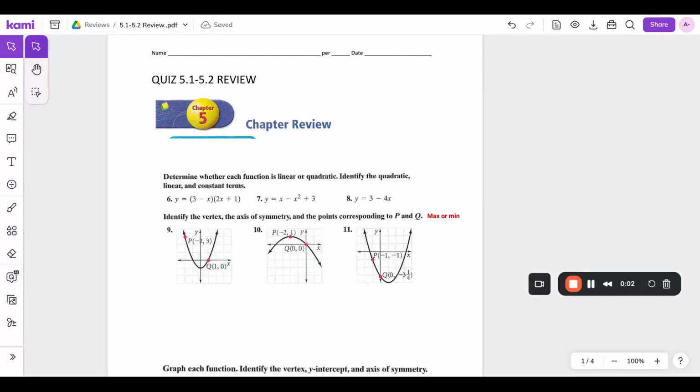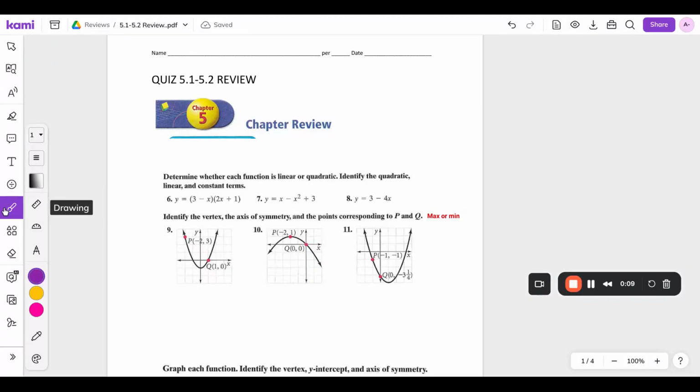Okay, this is a review for your quiz on Chapter 5, Sections 1 and 2. I will go over some of these things with you, and hopefully it won't take too long. So here in the first problems on this review, determine which function is linear or quadratic, and then identify the quadratic, linear, and constant terms. Folks, you're only going to have one like this on your quiz.